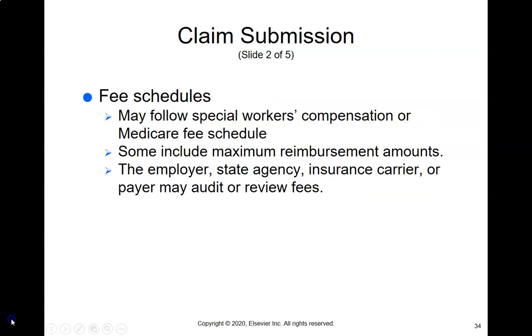Fee schedules may follow special workers' compensation or Medicare fee schedules. Some include maximum reimbursement amounts, which may be exceeded and covered in certain situations, such as special training or qualifications and usual fees. Additional documentation by the physician may be needed. The employer, the state agency, or the insurance carrier or payer may audit or review the fees.